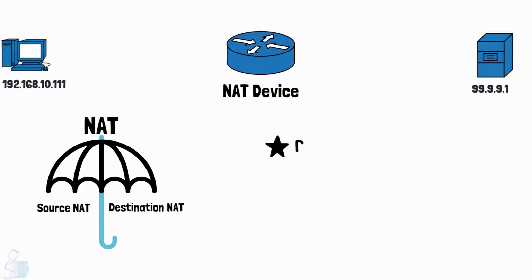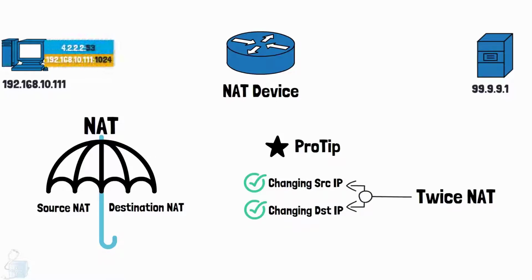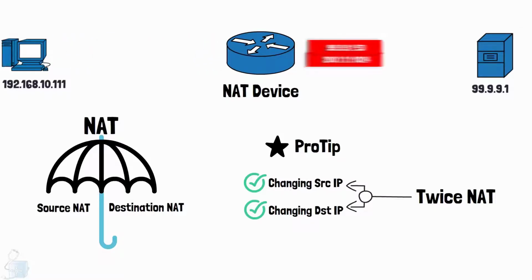Now, a quick pro tip here. If we are changing both the source and the destination IP address of the packet at once, that NAT is termed as Twice NAT because we are changing the IPs, quote unquote, twice, one for the source and one for the destination.